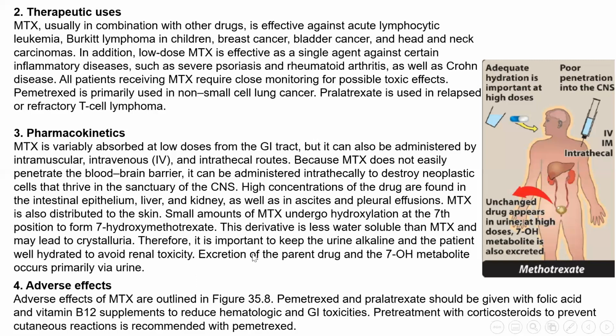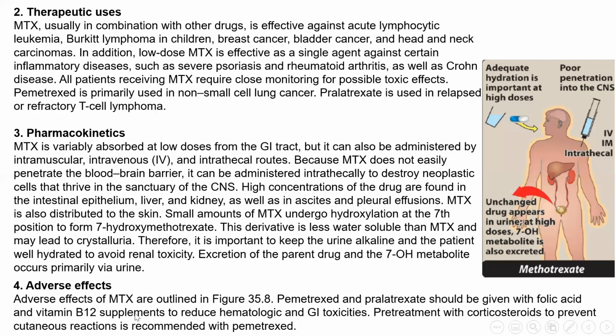There is an important feature with methotrexate. It is metabolized into a more toxic metabolite called 7-hydroxymethotrexate. This one is less soluble than methotrexate, so it is concentrated in the kidneys, causing crystalluria. To minimize or control this side effect, it is important to alkalinize the urine and advise patients to drink as much water as they can, or hydrate, in order to increase the excretion of the parent drug methotrexate with its metabolite.